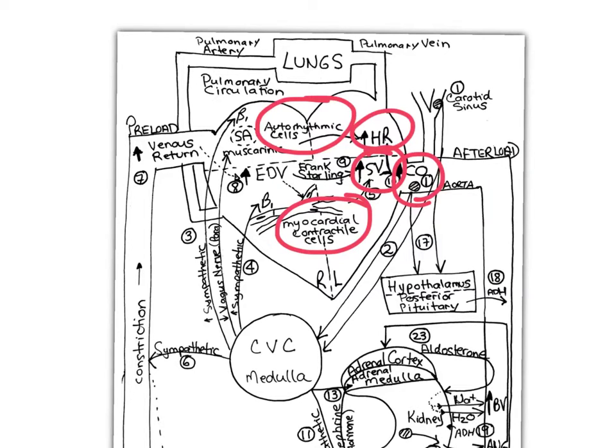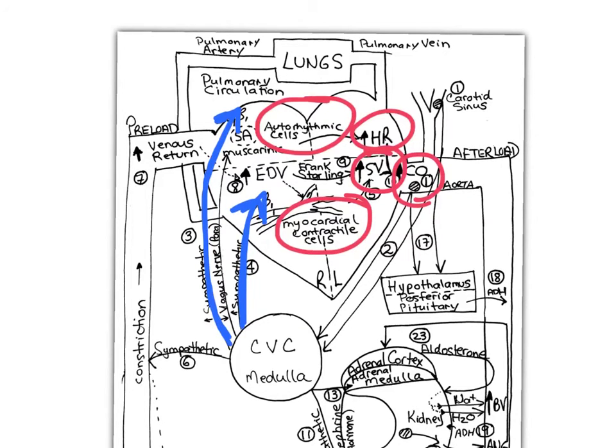Let's return once again to the efferent signal, which is the autonomic nervous system sending signals from the cardiovascular control center. So looking at here, we have sympathetic input coming to the myocardial contractile cells. We have sympathetic input coming to the autorhythmic cells. And we can see here that this is an increase in the sympathetic. This is an increase in the sympathetic. So let's just concentrate on that for a minute.